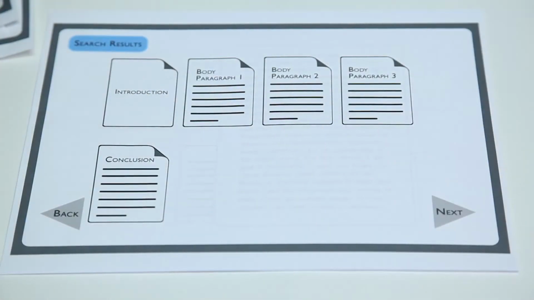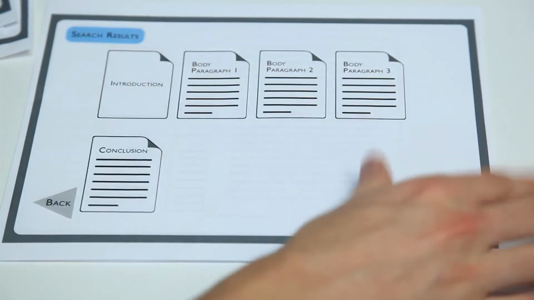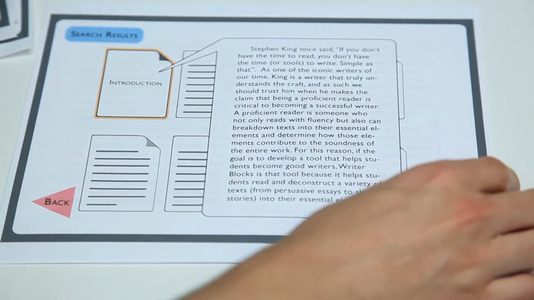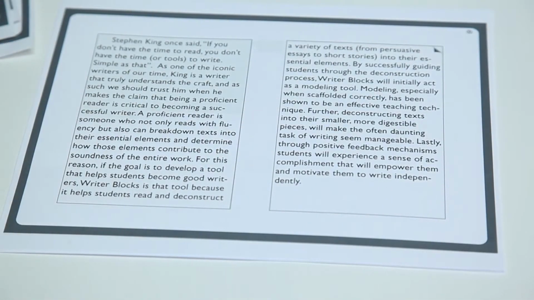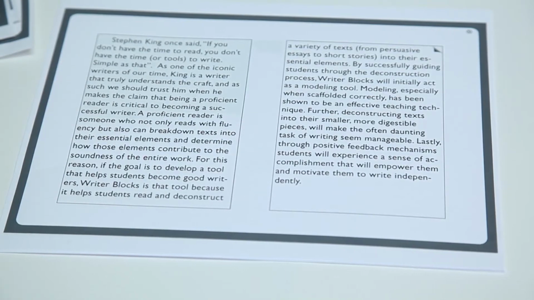Now we are introduced to the text. We have the introduction, the body paragraphs, and the conclusion. We are going to analyze the introduction. We click Next to get into the introduction. And once the text opens, at stage 1, the text is narrated to the student.